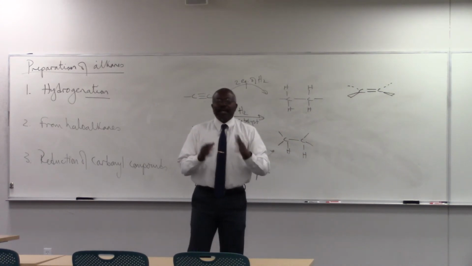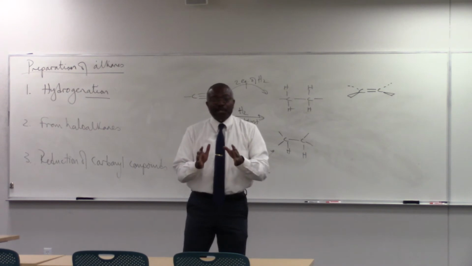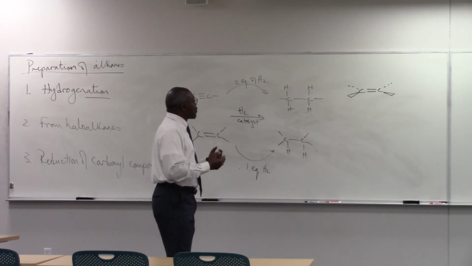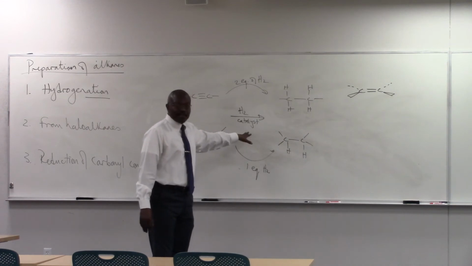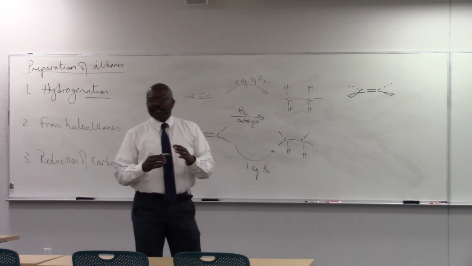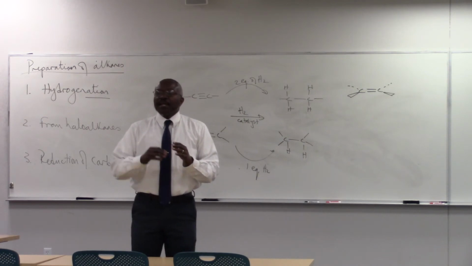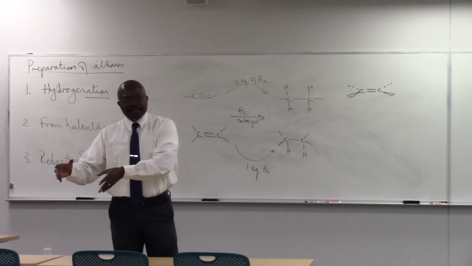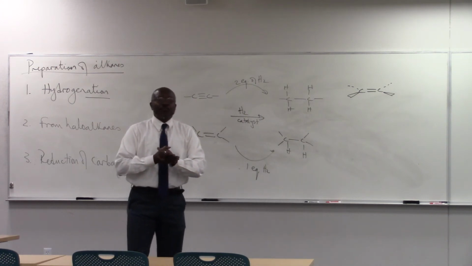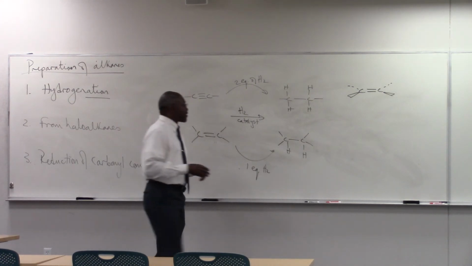The typical way, and there are several ways of doing this, but the one we're going to focus on is hydrogenation using a catalyst. And we're going to use a catalyst that is not in the same phase as the alkene. So typically the catalyst will be some sort of a metal catalyst.